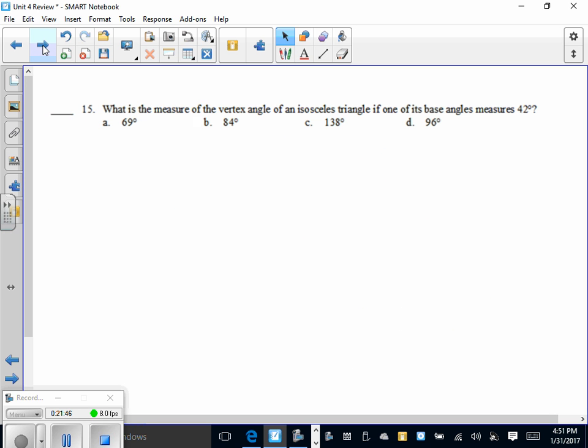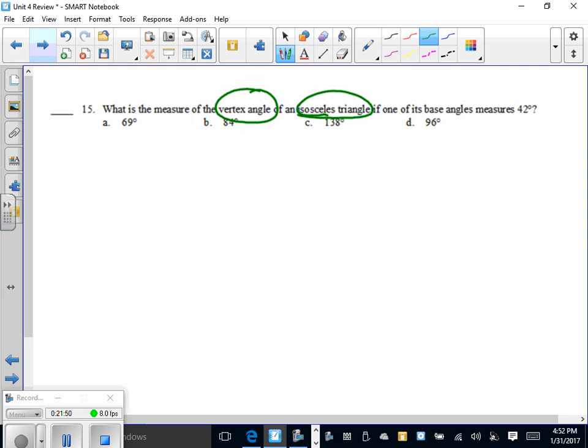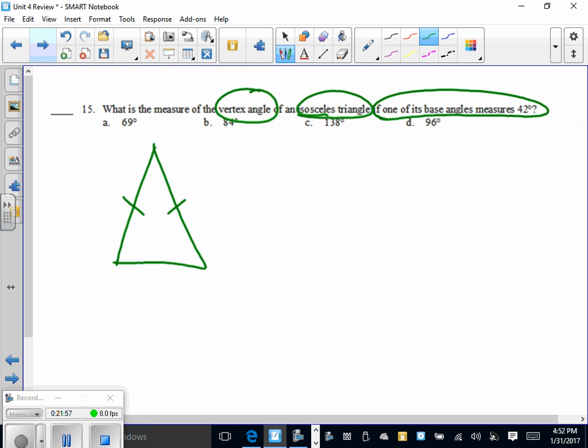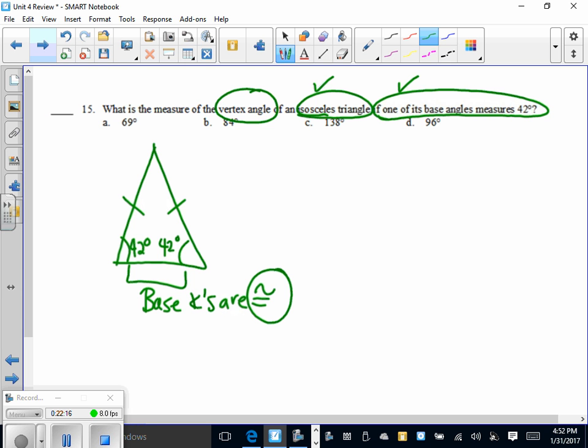Okay, on number 15 it says find the measure of the vertex angle of an isosceles triangle if one of its base angles is 42. First thing I do is draw a diagram. We know that the two sides are congruent from the word isosceles. That makes the two base angles, that's what these are, congruent to each other. So one of them is 42, and since they are congruent, this one's 42.